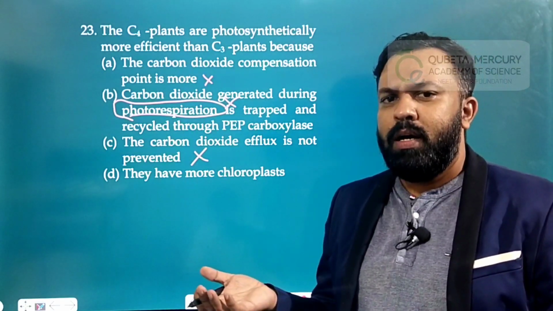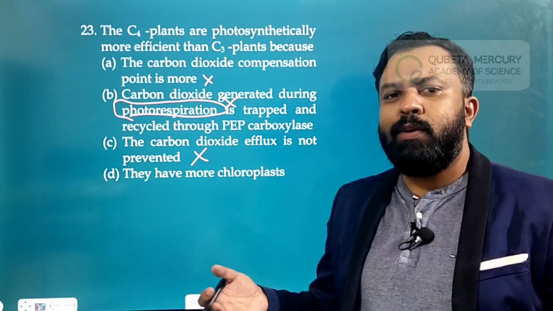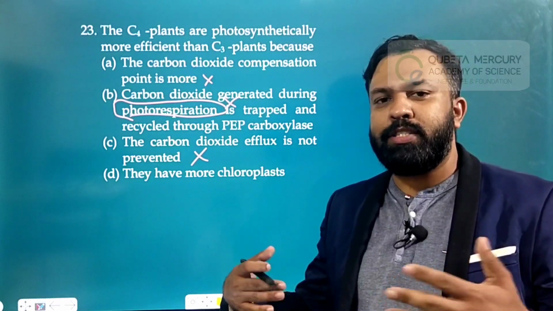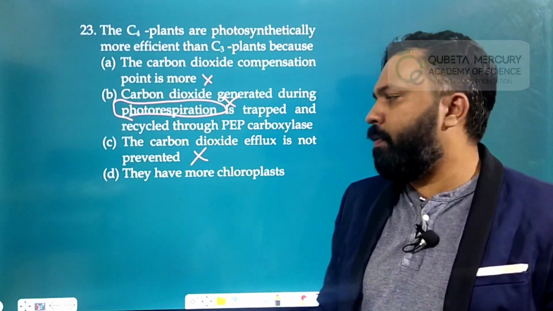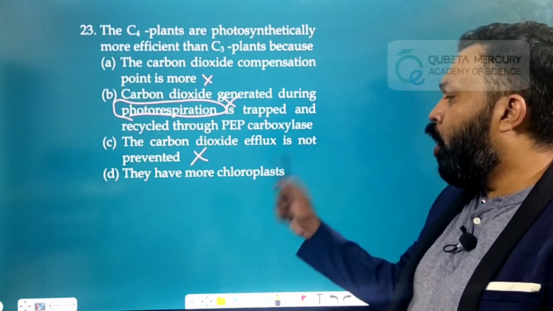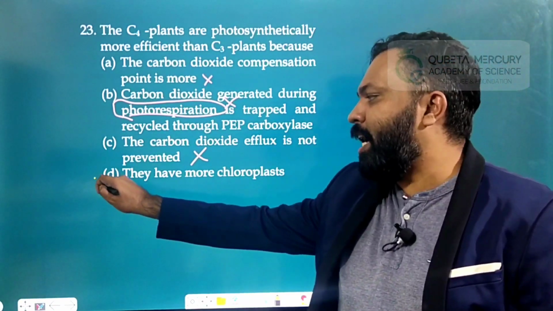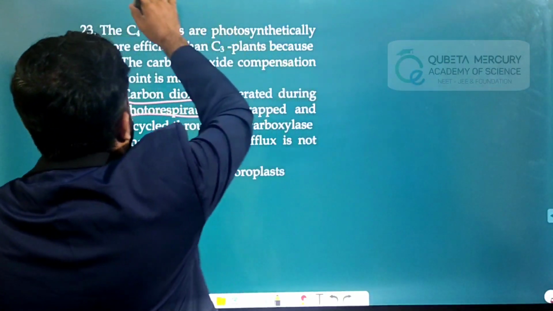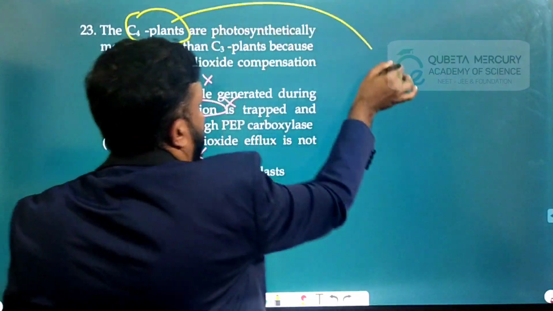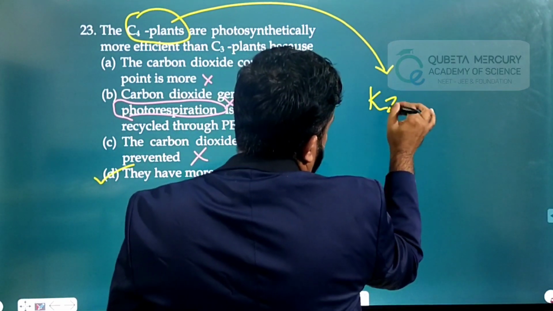The stomata will open randomly, and based on the concentration gradient, carbon dioxide may get in or get out from the plant body. They have more chloroplasts. That can be the right answer, because these C4 plants, the Hatch and Slack pathway plants, are showing Kranz anatomy. Right?